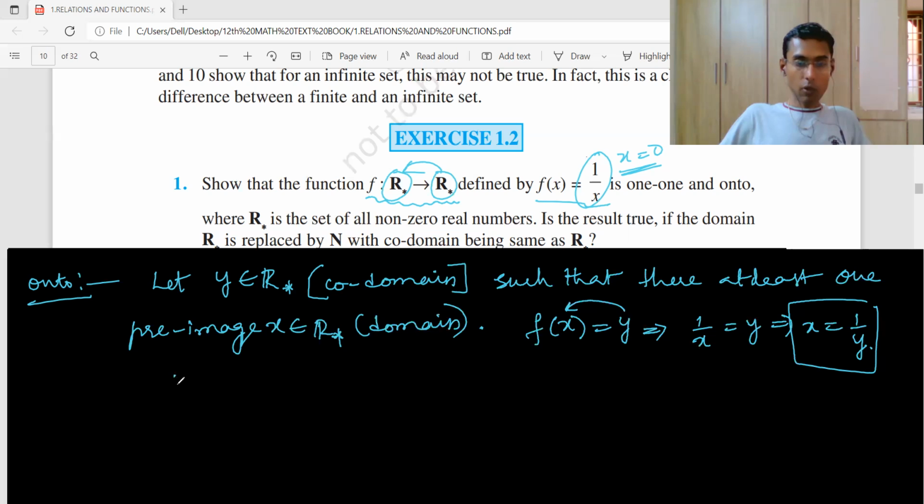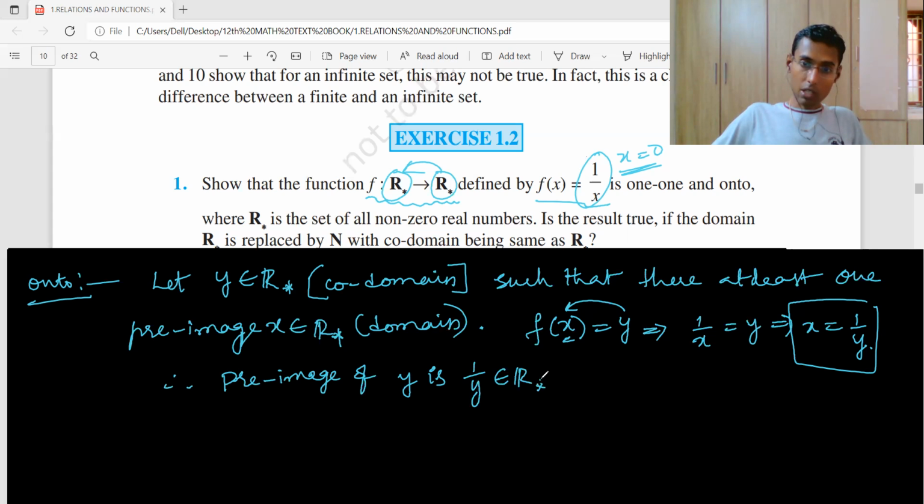So what is the pre-image? Therefore, the pre-image of y is what? The pre-image of y is x. What is x? x is 1 by y. Like that, the pre-image of y is 1 by y. That also belongs to R star. Yes or no? Is there any real number whose pre-image doesn't exist? No, sir. Because if you take y, 1 by y is also a real number, no? So the pre-image of y is 1 by y that belongs to R, always exists.